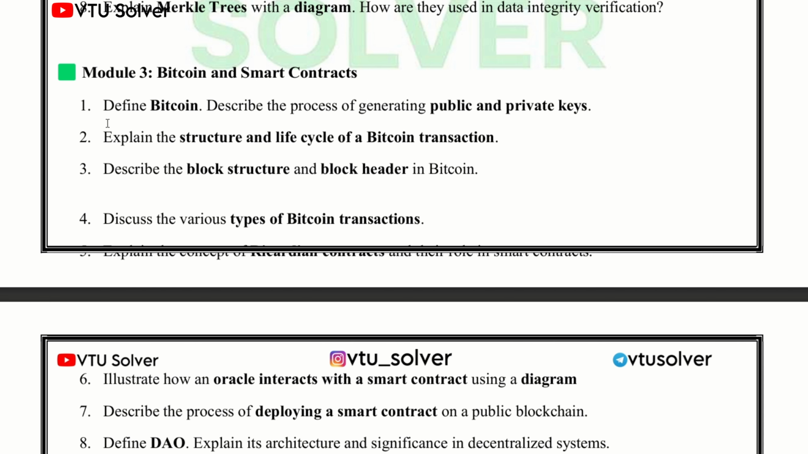We will discuss this. Define Bitcoin. Describe the process of generating public and private keys. Second question. Explain the structure and life cycle of Bitcoin transaction. Third question. Describe the block structure and block header in Bitcoin. Fourth question. Discuss the various types of Bitcoin transaction.